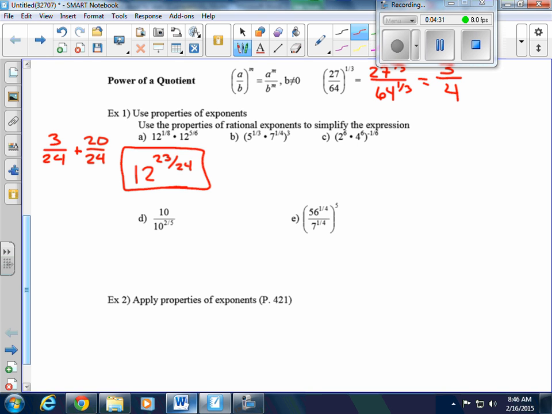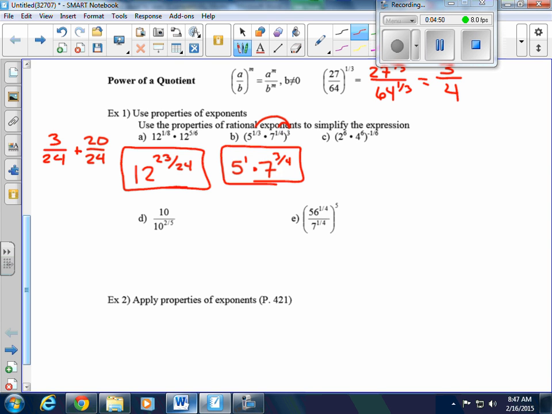If you look at the next one, we're going to take this 3 through to everything on the inside. So we have 5 to the first power times 7 to the 3/4 power.